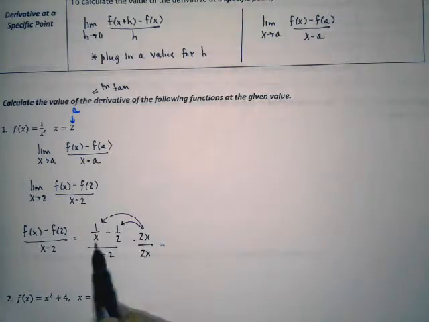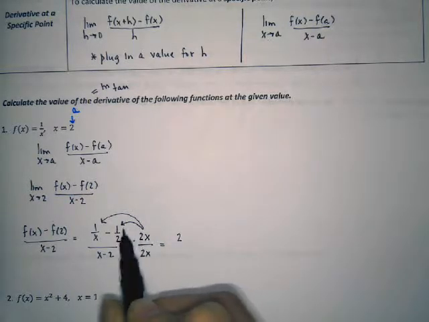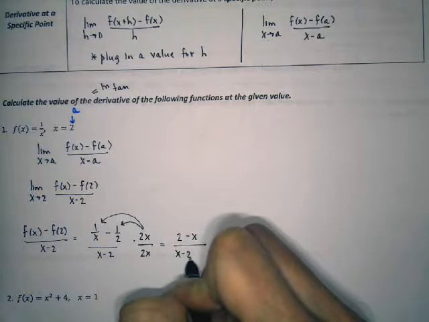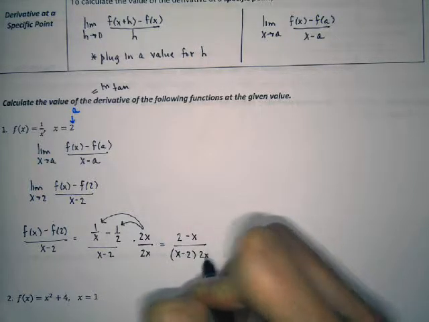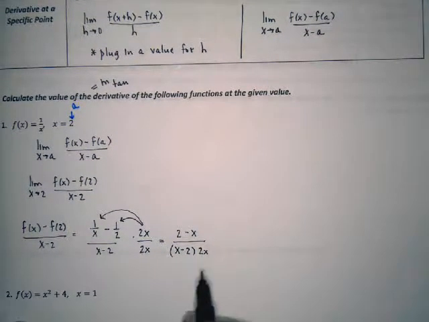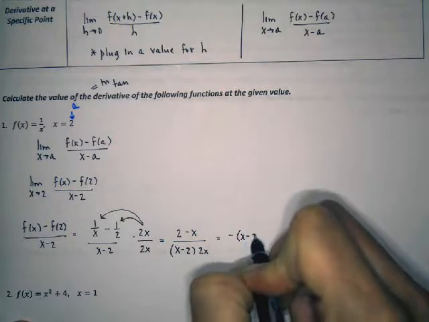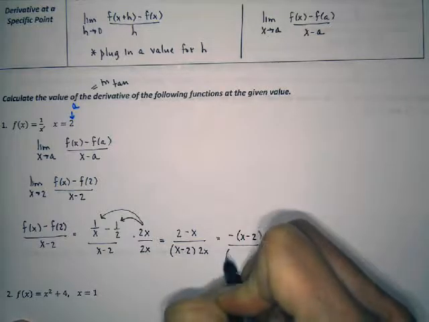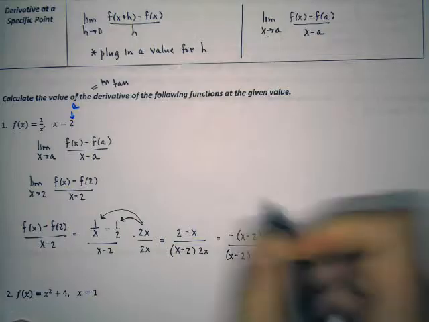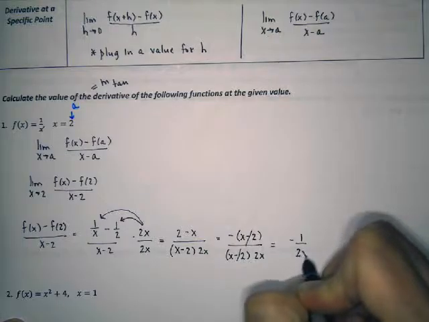And when I do that, when I multiply 2x times 1 over x, I'm going to get 2. And when I distribute to my second term here, I'm going to have minus x. And on the bottom, I have x minus 2, and I have 2x. And so we notice right away we almost have the same thing on top and bottom, but we can't quite cancel it yet. But if I factor a negative 1 out of the top, now my numerator becomes the opposite of x minus 2 over x minus 2 times 2x. My x minus 2's cancel out, and I get a negative 1 over 2x.